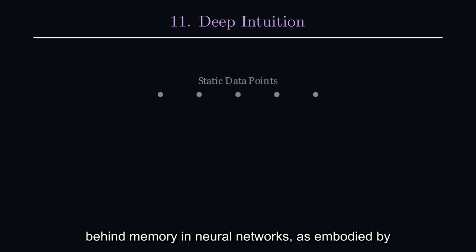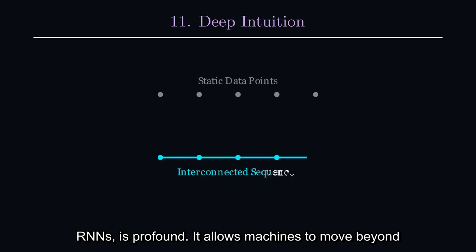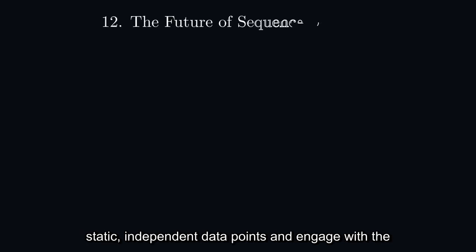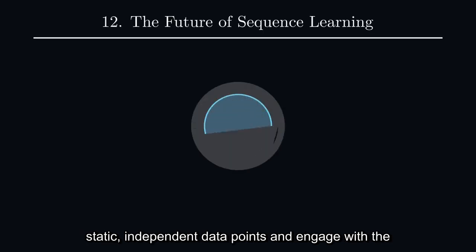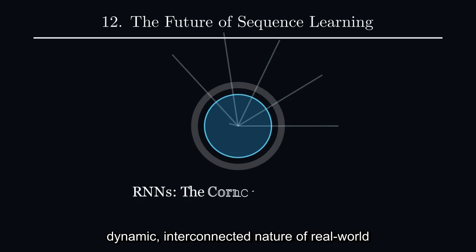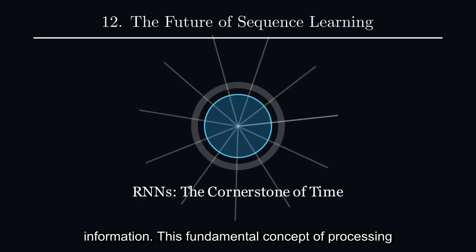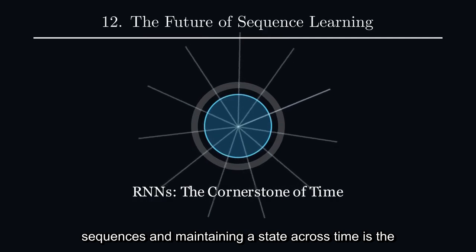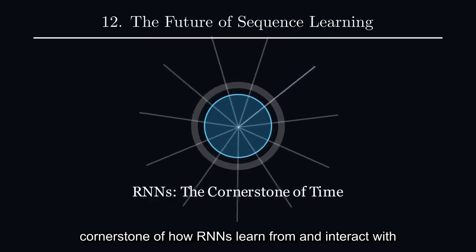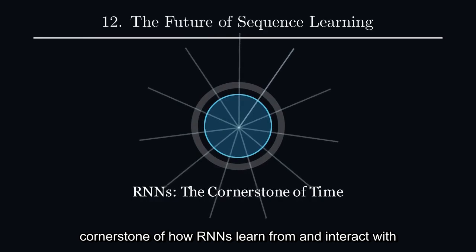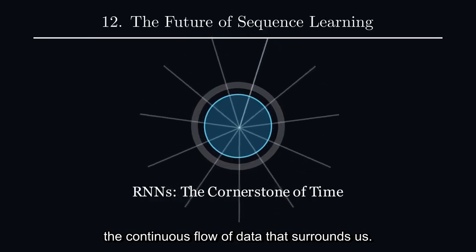The intuition behind memory in neural networks, as embodied by RNNs, is profound. It allows machines to move beyond static, independent data points and engage with the dynamic, interconnected nature of real-world information. This fundamental concept of processing sequences and maintaining a state across time is the cornerstone of how RNNs learn from and interact with the continuous flow of data that surrounds us.